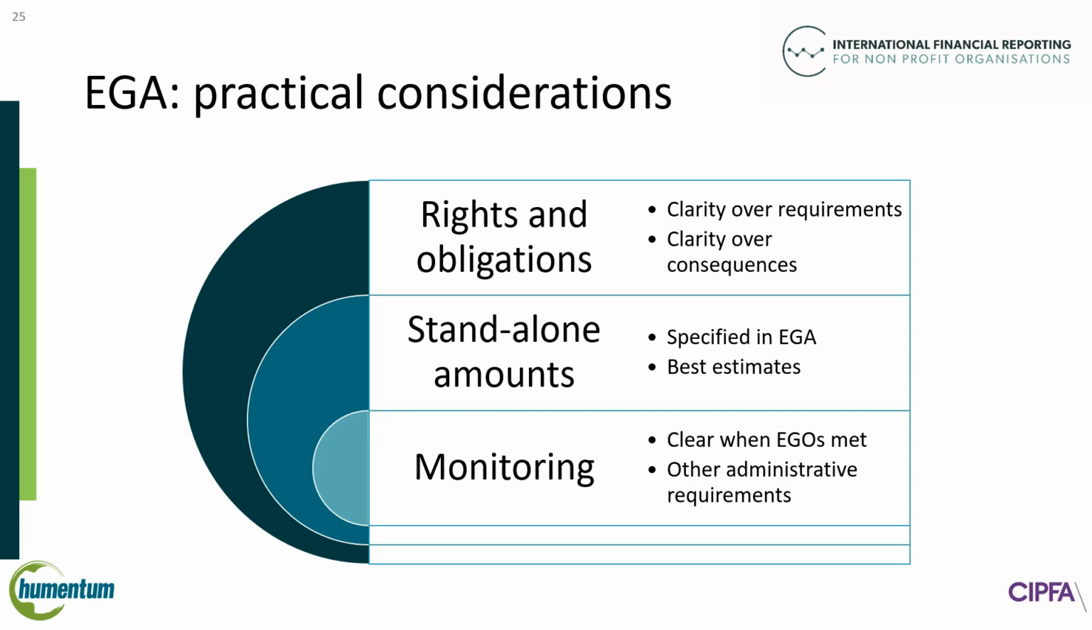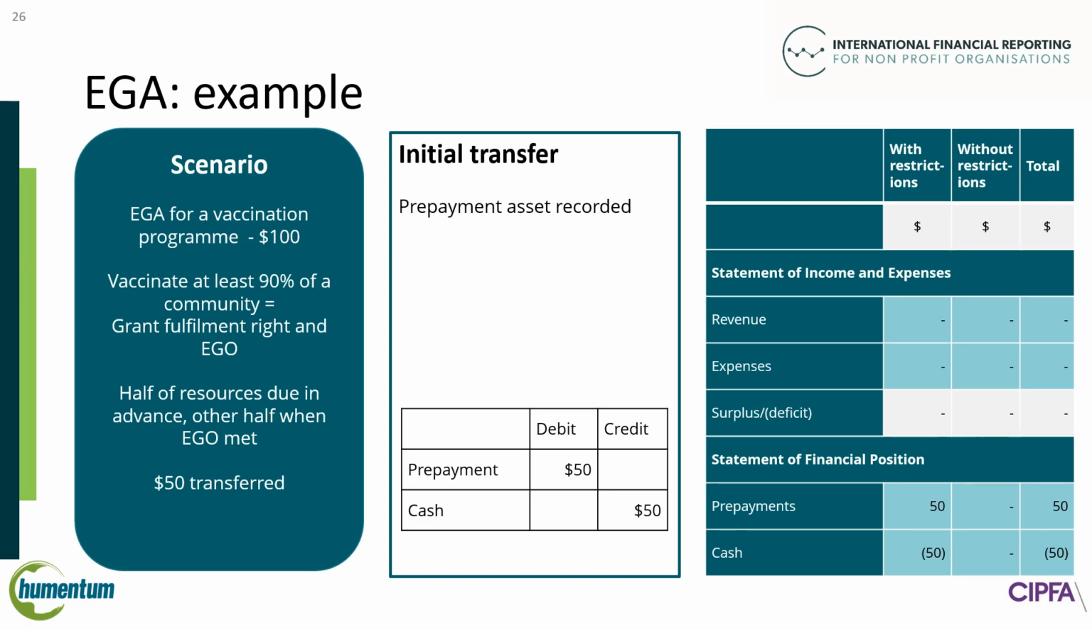An EGA will also require monitoring arrangements so that the grant-providing NPO can determine if, when, and how the EGO has been met by the grant recipient. The specific terms of the agreement should make these monitoring requirements clear. Monitoring arrangements should also enable the grant recipient to demonstrate that it has met administrative requirements, such as compliance with any stipulations relating to procurement processes, money laundering, or modern slavery. These kind of administrative requirements are not, of themselves, EGOs.